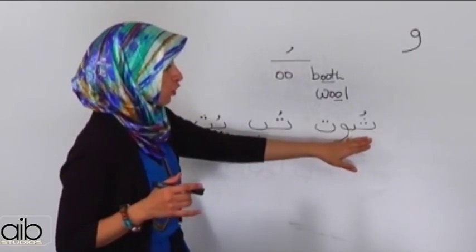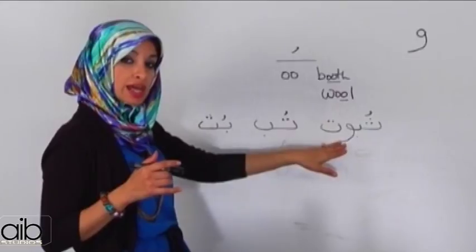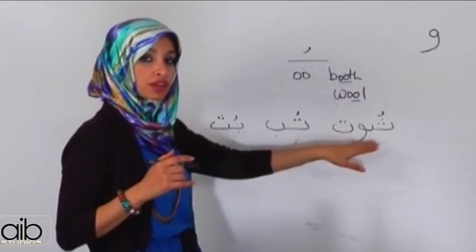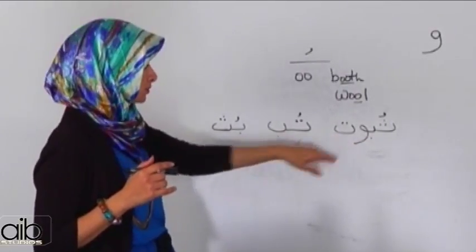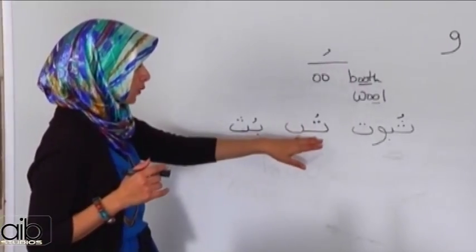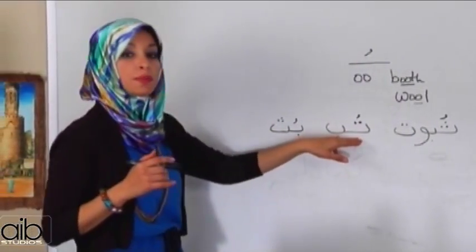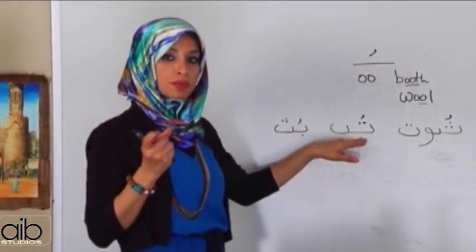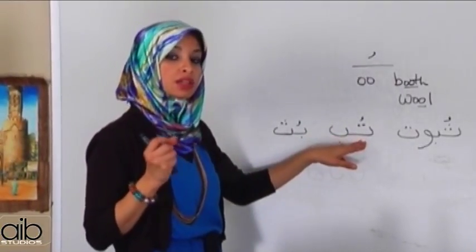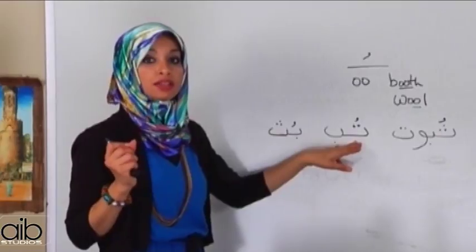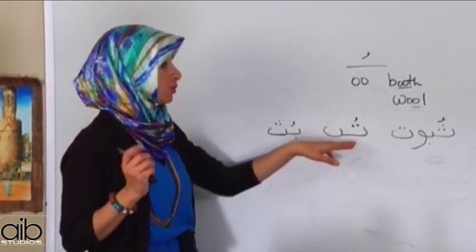All together would be thubut. And notice how the waw is much longer, thubut. Okay. Here we have ta and ba, and the ta has a Damma on top. So simply, if you round your mouth for the Damma when you're making the sound of ta, as in tub, then you'll be able to get it right.